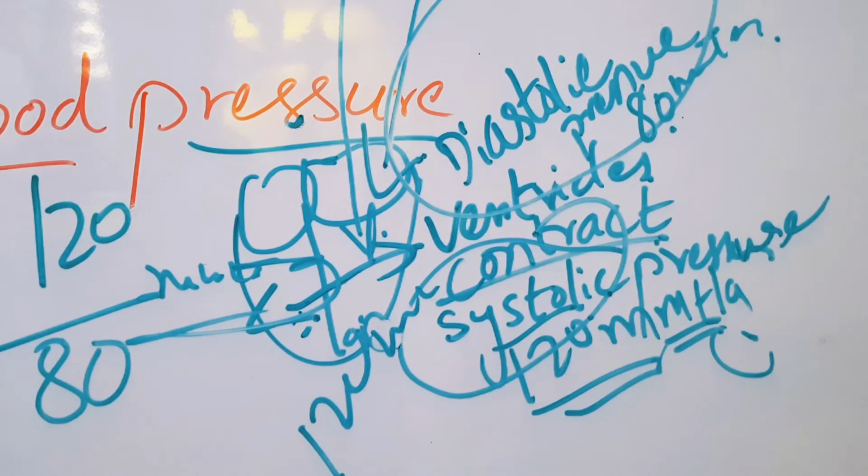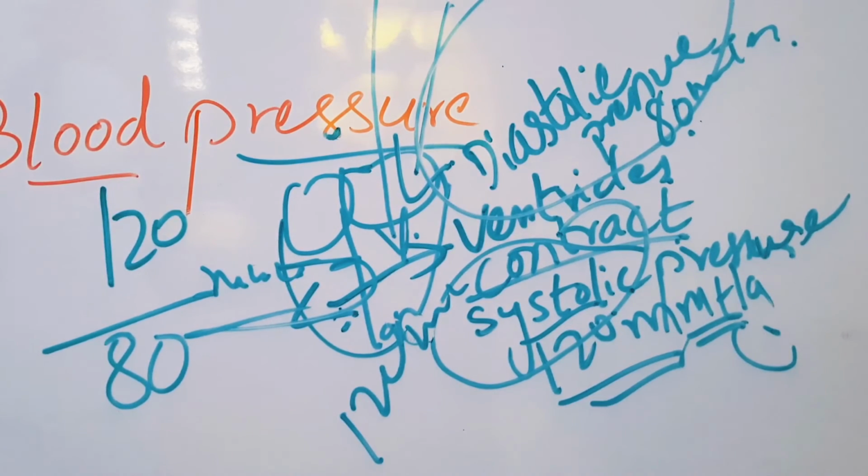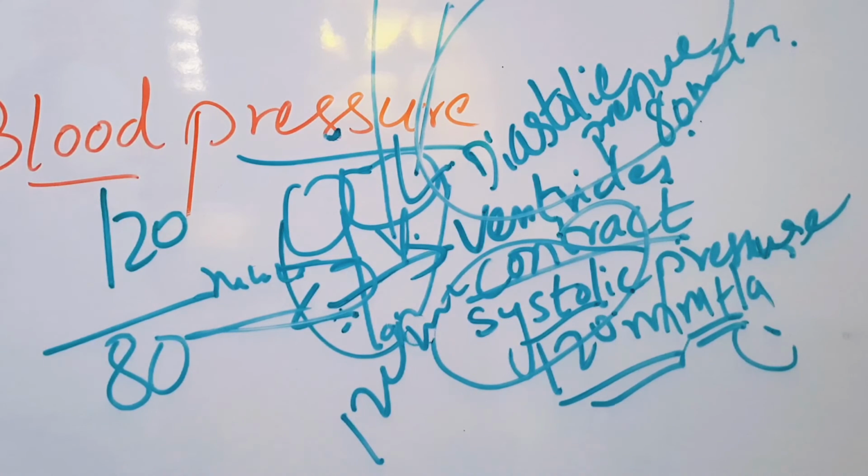How do we measure blood pressure? Through a sphygmomanometer, the device that measures blood pressure. Blood pressure should be maintained at the level of 120 by 80 mmHg. Higher blood pressure is not good, and lower is also harmful for a person. So you should maintain 120 by 80 mmHg, measured by the sphygmomanometer. 120 means systolic pressure, 80 means diastolic pressure.